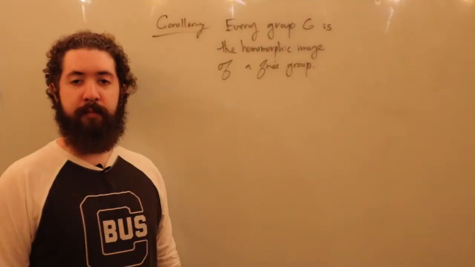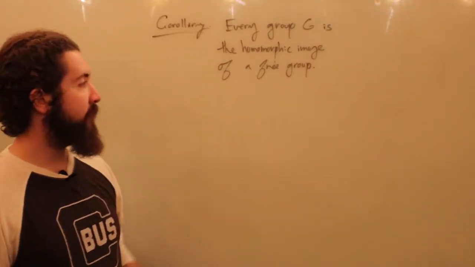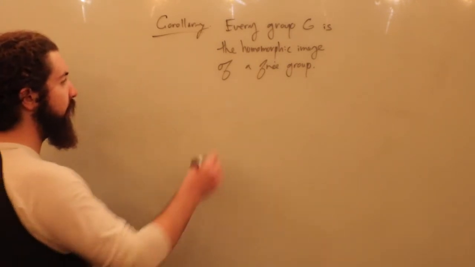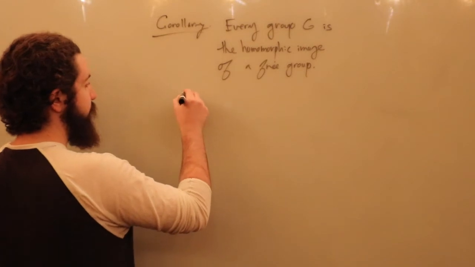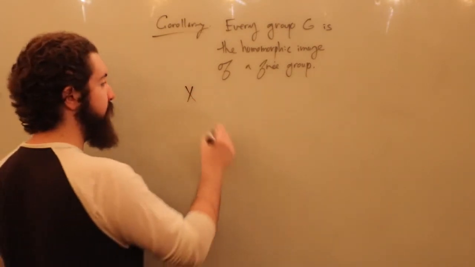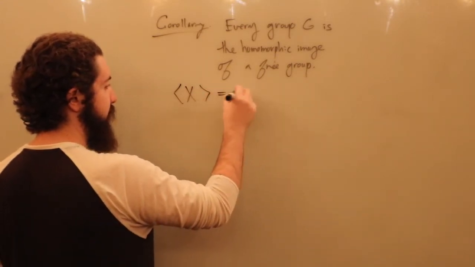An important corollary: every group G is the homomorphic image of a free group. This is incredible. So why is this true? Well, let X be any set of generators of G, right? So let X generate G.